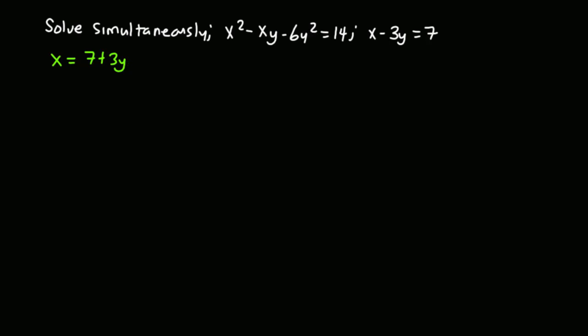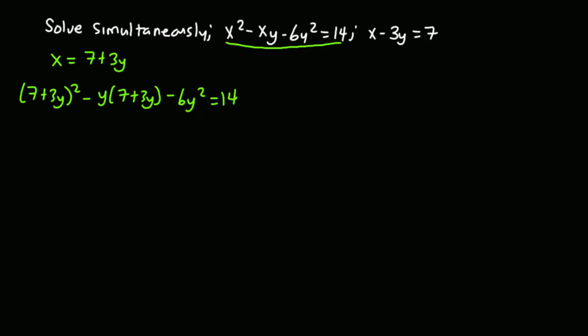So what I'm going to do is make a substitution of this into x squared minus xy minus 6y squared is equal to 14. So this will give me 7 plus 3y all squared, minus y into bracket 7 plus 3y. Then we have minus 6y squared is equal to 14. So let me go ahead and expand this.